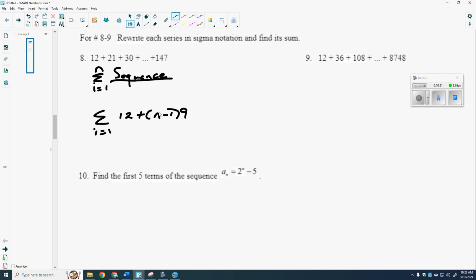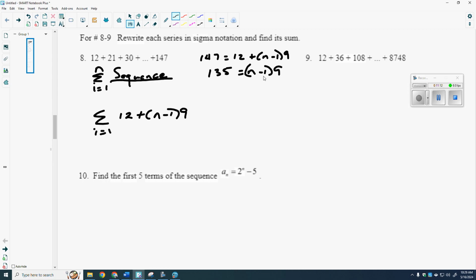So I have everything I need except for n. So go back to what we did on some of the other worksheets. I'm going to call my last term 147. My first term is 12. My number of terms I don't know. Common difference is 9. And do my algebra skills and solve that thing. Subtract 12.